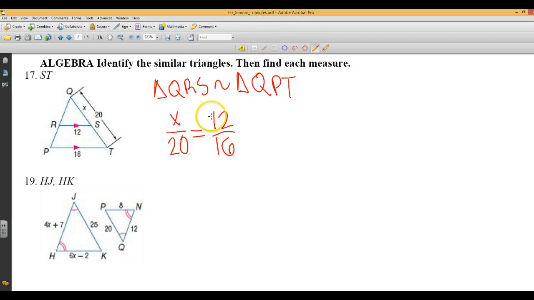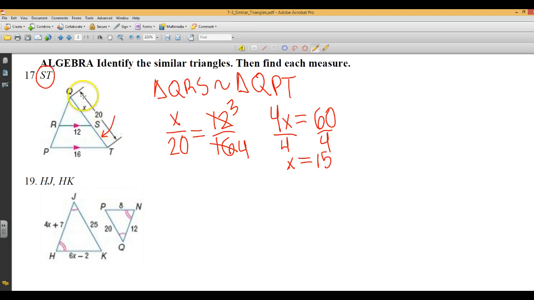I'm going to go ahead and simplify first. So divide them both by 4. We get 3/4. Then we can cross multiply and divide. So we would take 4 times x is equal to 3 times 20, and then divide both sides by 4. So x is equal to 15, but we are asked to find ST. The entire length is 20, so if we take 20 minus x, or 20 minus 15, that would be our answer for ST. 20 minus 15 gives us 5 for ST.